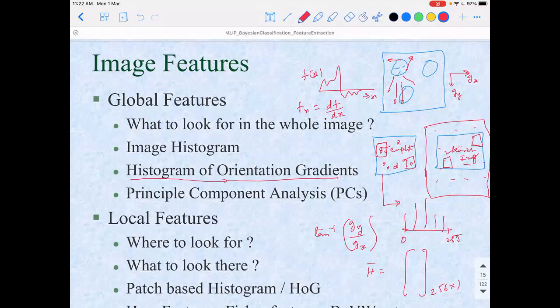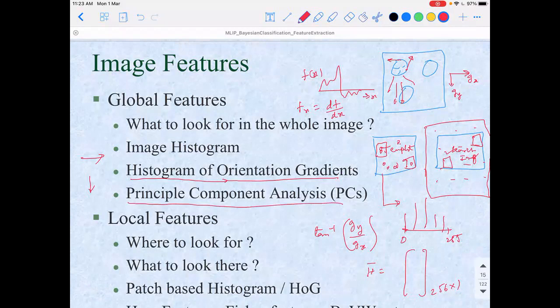If you want to compare humans and horses, I think there is an assignment given to lab students, if I'm correct. They are classifying humans and horses. The horses will have a dominant 0 degree orientation for the edges, whereas the humans will have a dominant 90 degree orientation for the edges. So the histogram of orientation gradients, which I will define a little more elegantly later, is a very important global feature. Another important global feature is principal component analysis, which I will discuss later.